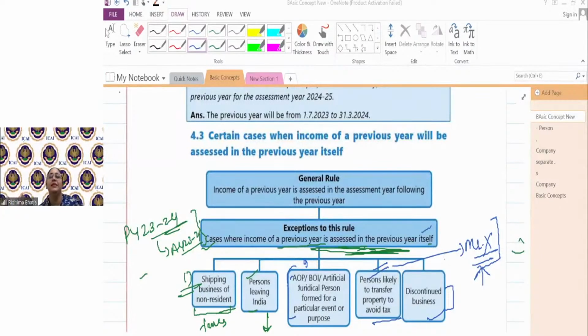You may be liable to tax in any other country, does not matter. For the income which is taxable in India, you have to pay taxes in India or you have to follow the income tax law, whatever it says.